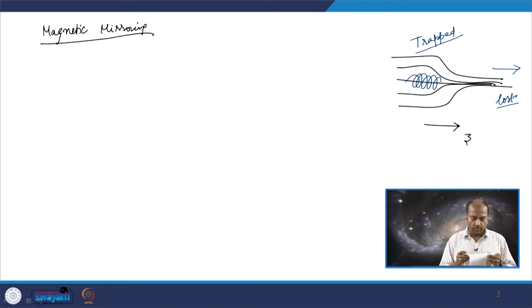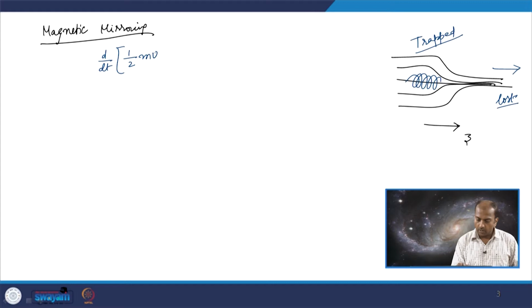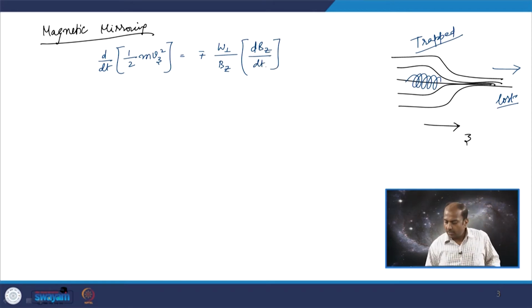So, in our discussion, we stopped at a particular point. We have seen that the rate of change of half m Vz square was derived to be minus plus W perpendicular over Bz times dBz by dt. Now, this Vz is the velocity which can be written as V parallel, and W perpendicular is the perpendicular kinetic energy, half m V perpendicular square.